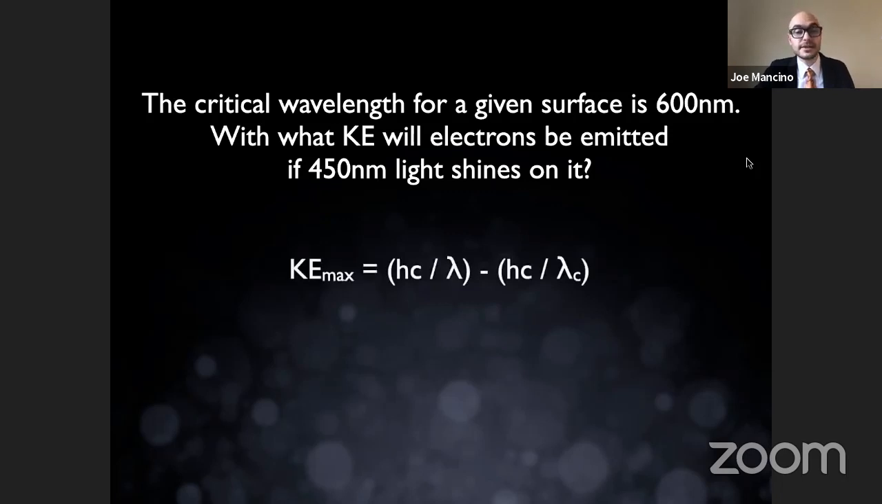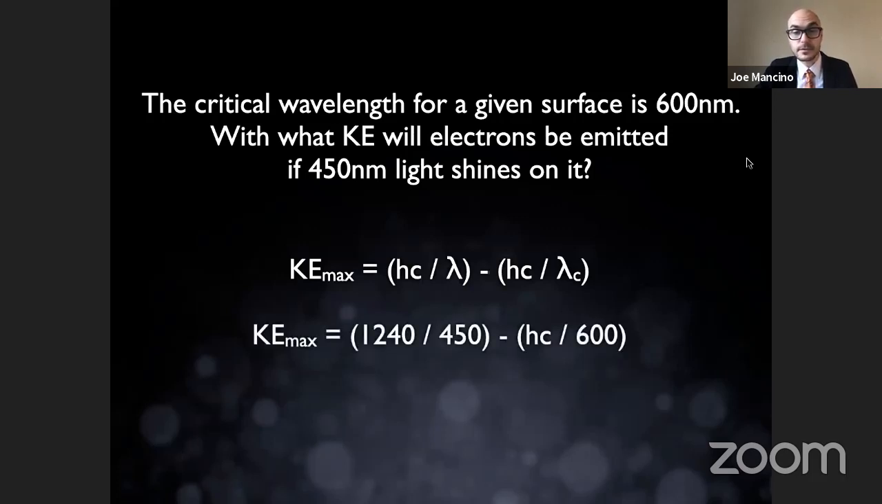Well, in this case, the work function is hc over 600, and the energy that we're shining is hc over 450, which comes up to a difference of about 0.7 electron volts. And that's the maximum kinetic energy with which electrons could be ejected from that material.